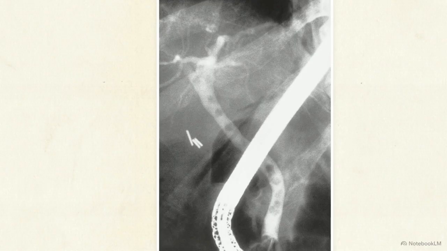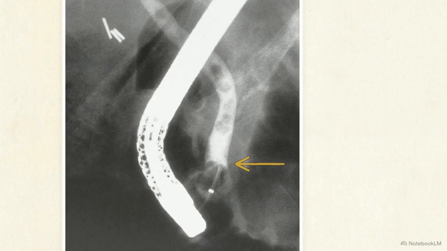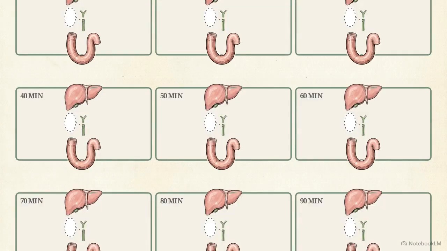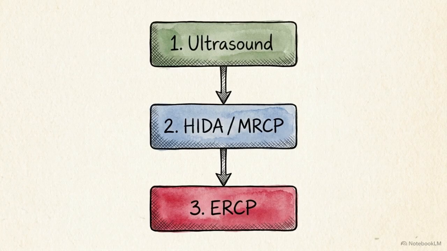In contrast, this radiograph shows an ERCP. Notice the endoscopic scope actively retrieving stones. ERCP is a therapeutic intervention, not a primary diagnostic tool. When initial ultrasound results are inconclusive, clinicians trigger a HIDA scan. In this sequential series, the radiotracer fills the liver and extrahepatic ducts, but the gallbladder remains invisible, confirming a cystic duct obstruction. Imaging modalities must be sequenced purposefully to secure accurate diagnoses while protecting the patient from unnecessary invasive risks.